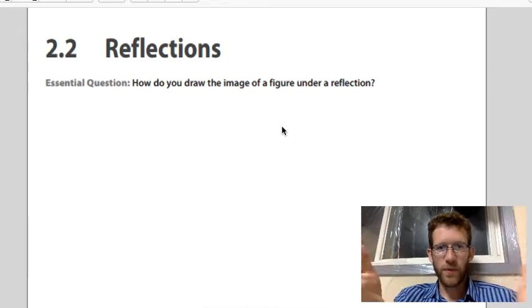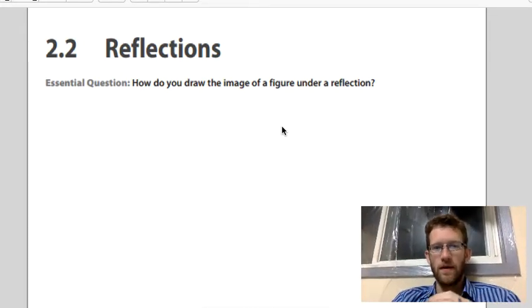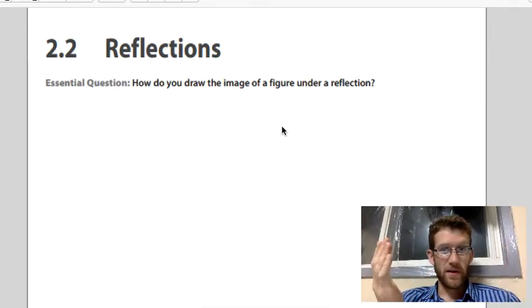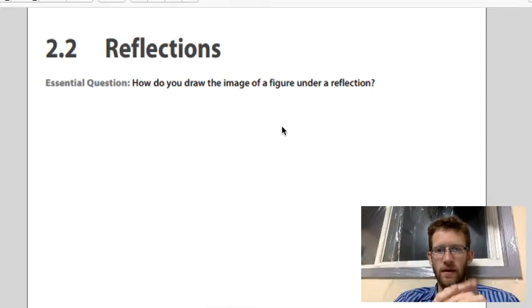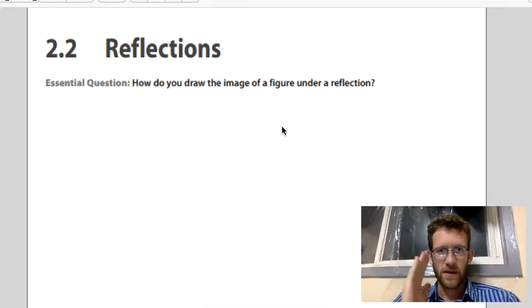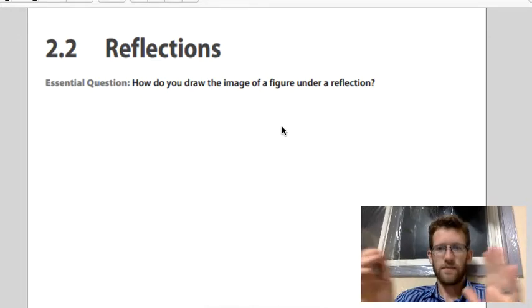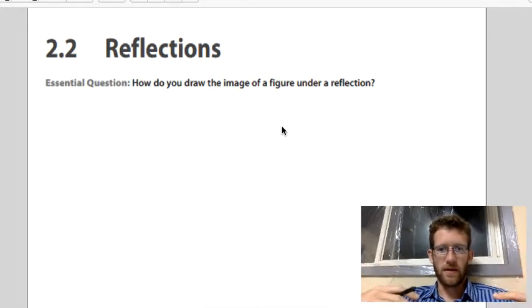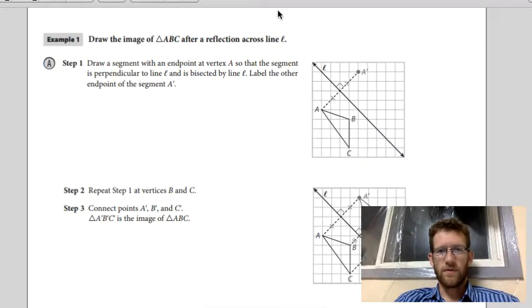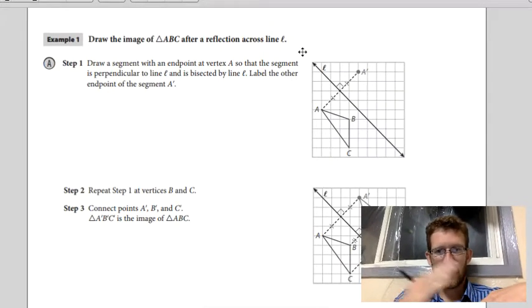We're doing 2.2 reflections. Reflections are another type of transformation. The previous type of transformation we did in 2.1, and that was a translation. So reflections are similarly a transformation, and we'll see how they're different here. You can think of reflections as reflecting over a line.